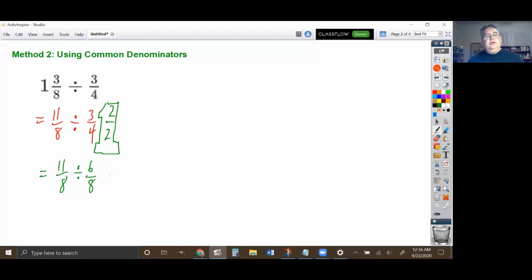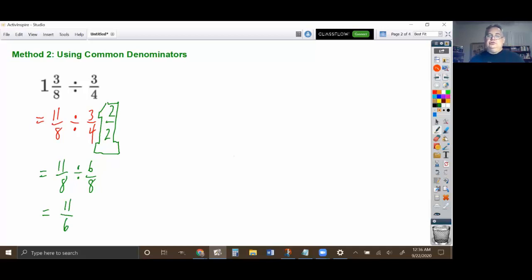Now, similar to multiplying fractions, you can multiply the numerators, multiply the denominators. Division is just multiplication's tricky pal. So what we're going to do is divide the numerators and divide the denominators. So the answer to this problem is 11 divided by 6 over 8 divided by 8. Well, 8 divided by 8 is just 1. So this whole expression is really equal to 11/6.